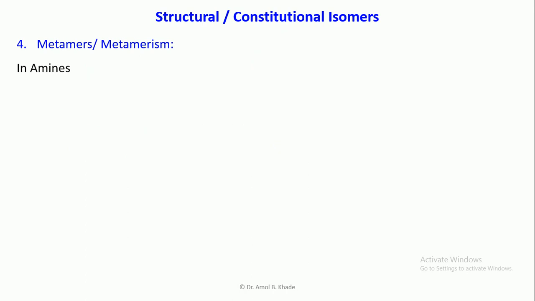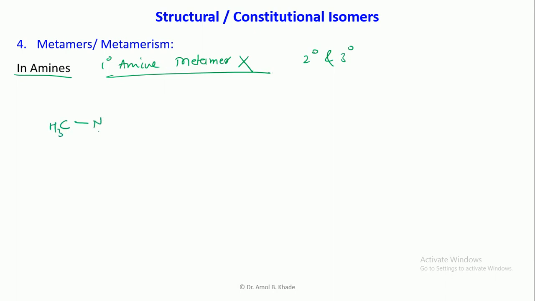Now in amines also metamers are possible. Only in primary amines, metamerism is not possible. But in the case of secondary and tertiary amines, it is possible. For example, now I will draw the structure here. Let's say CH3, then there is an N, then CH3, CH2, CH2 and again CH3.